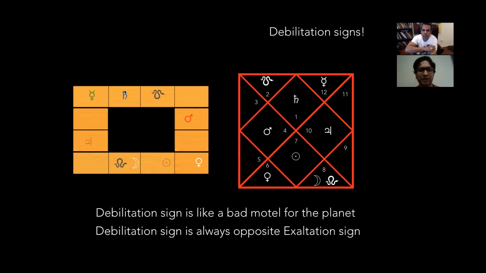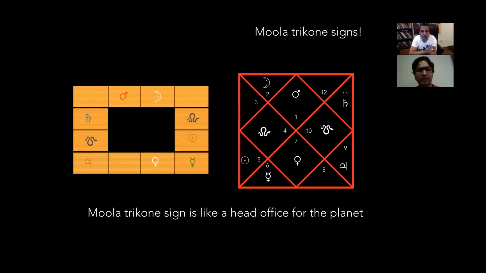The opposite is the case for Saturn, who is actually debilitated in Aries. And then Mercury and Venus also exchange signs of exaltation and debilitation. Mars and Jupiter also exchange signs. And Moon is getting debilitated in Scorpio. So that's also one more thing here. And then finally, Mars is having its Multrikon in Aries. So Multrikon signs are more like the head office for the planet. That's a simple way to think.